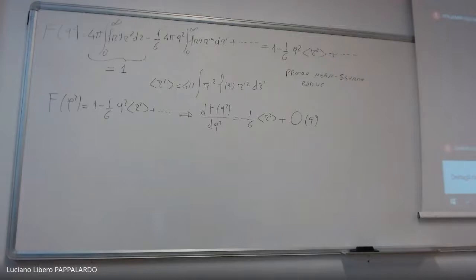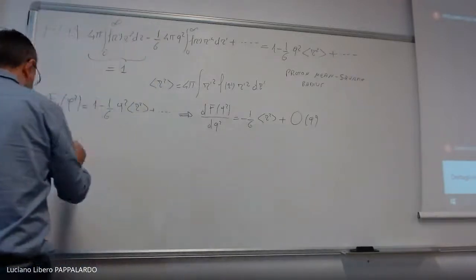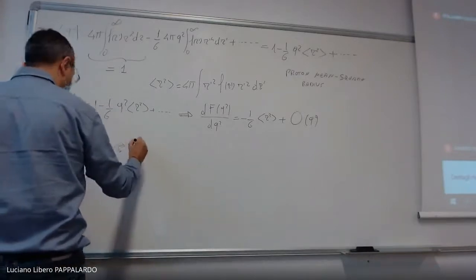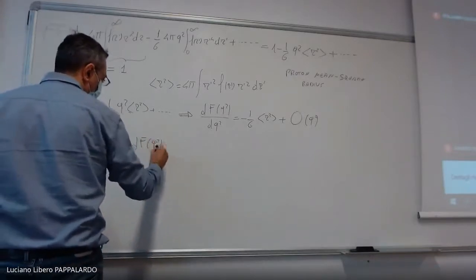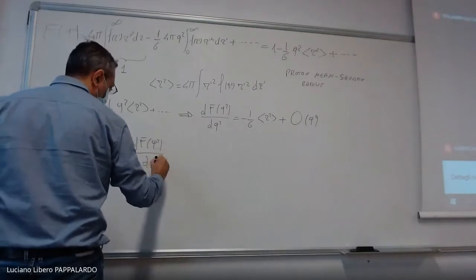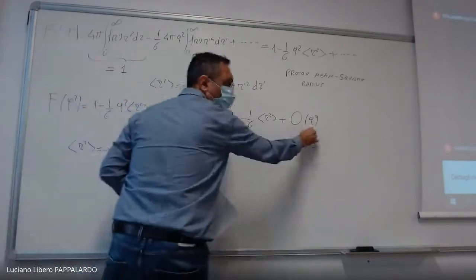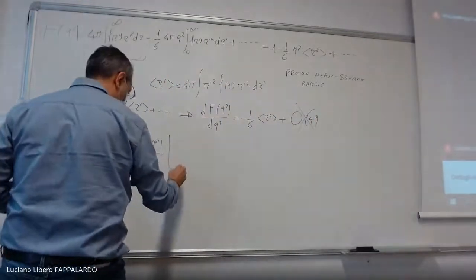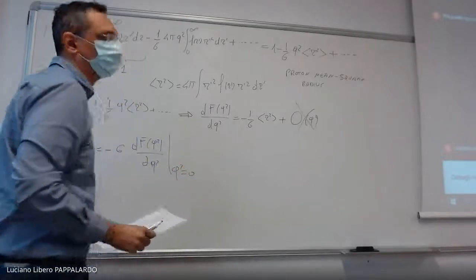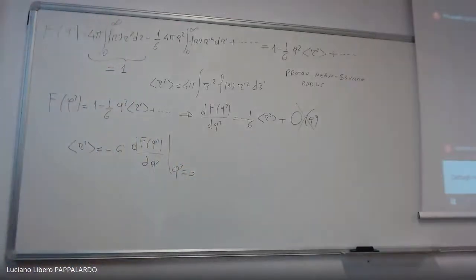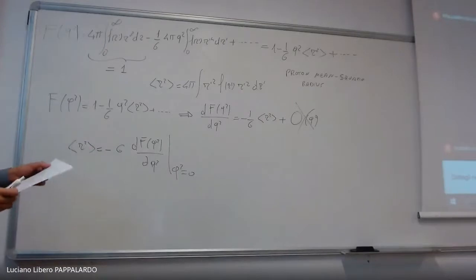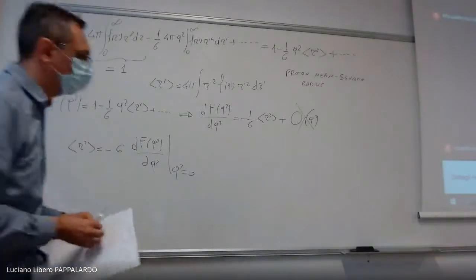Okay. Now we can invert this to obtain our proton mean square radius as minus 6 times the derivative, and in order to get rid of all these infinite higher order terms, we just ask this to be calculated at q squared equal to 0. Okay. So this is the way to calculate the proton mean square radius. We can also express this in an equivalent way. Let me do this in a moment.